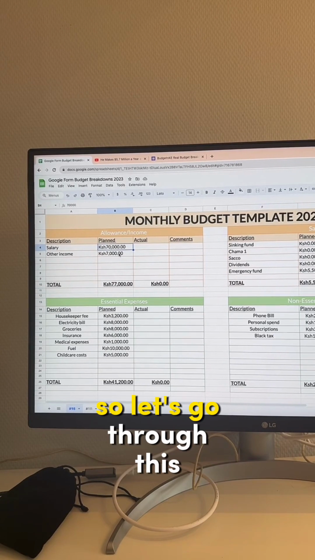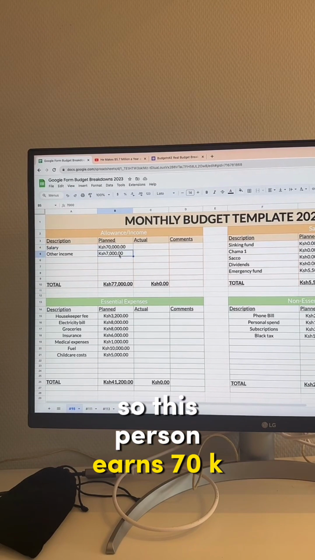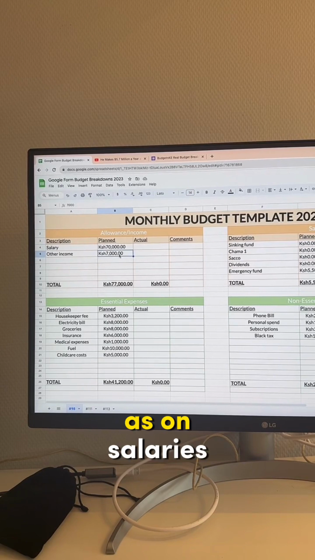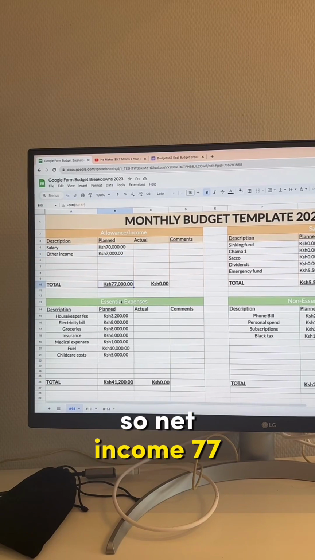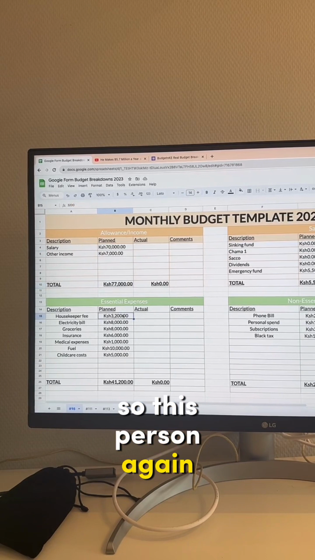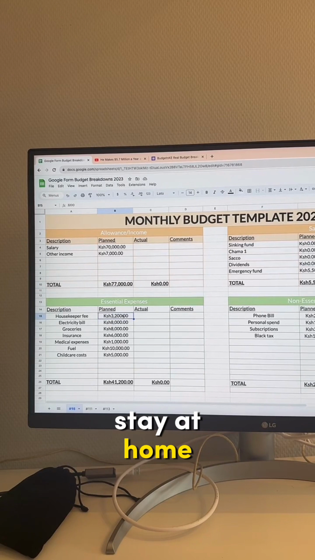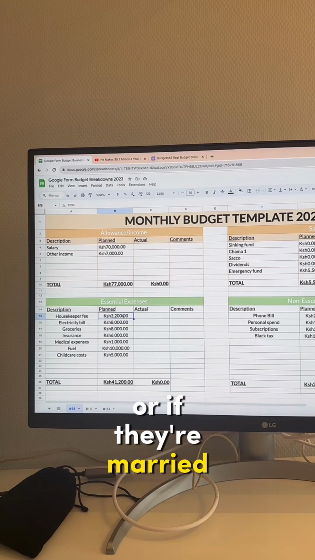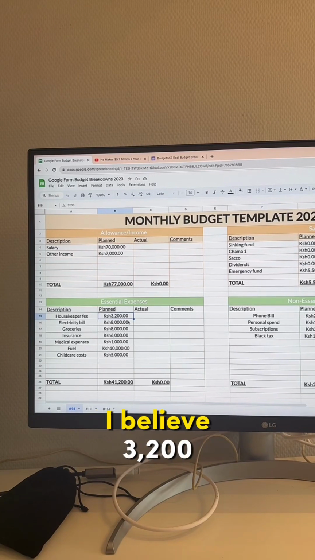So let's go through this 77,000 net income budget. This person earns 70K from salary, and other income 7,000, so total income 77,000. Again, there was no rent indicated, so I presume they either stay at home, or if they're married, their partner pays the rent or mortgage, whichever. They have a housekeeper, I believe 3,200.